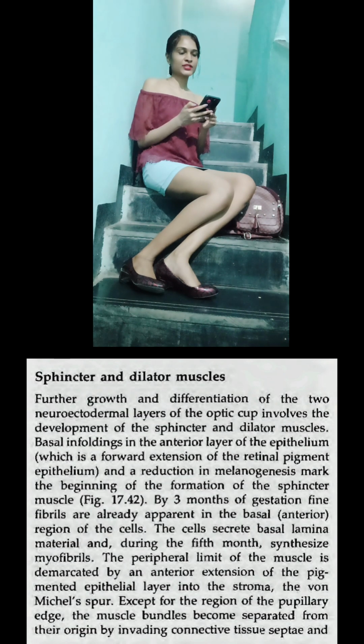Sphincter and dilator muscles. Further growth and differentiation of the 2 neuroectodermal layers of the optic cup involves the development of the sphincter and dilator muscles. Basal infoldings in the anterior layer of the epithelium, which is a forward extension of the retinal pigment epithelium, and a reduction in melanogenesis, mark the beginning of the formation of the sphincter muscle. By the 3rd month of gestation, fine fibrils are already apparent in the basal anterior region of the cells.